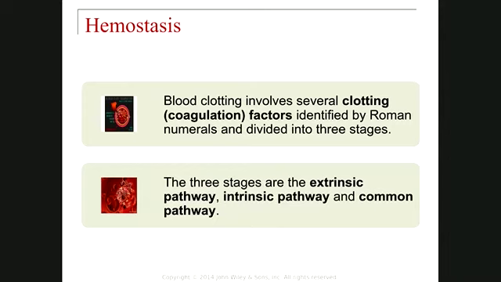So besides the clotting factors, which we name by Roman numerals, we have three different steps. One of these steps is called extrinsic pathway, one of them is called intrinsic pathway, and the other one is called common pathway.